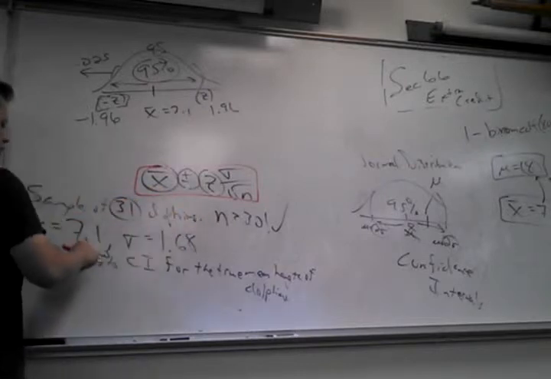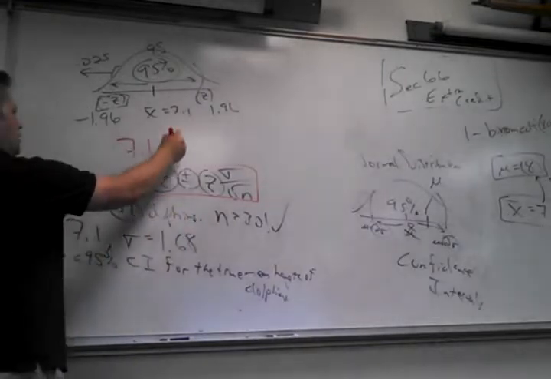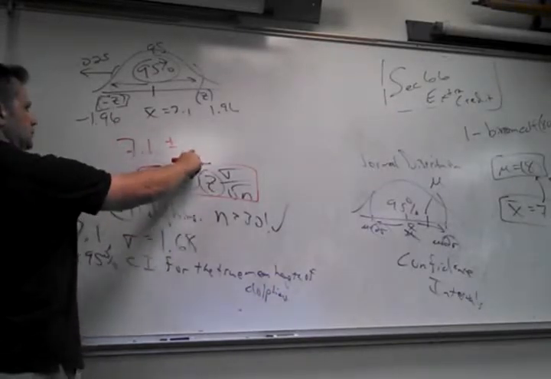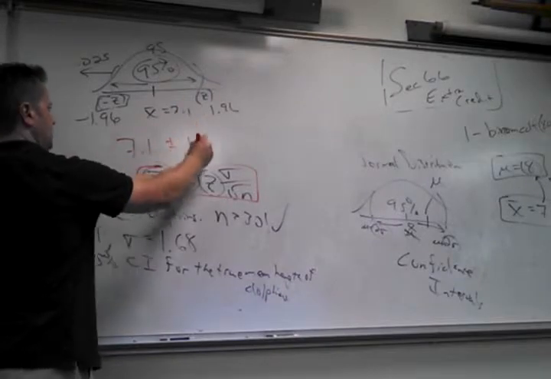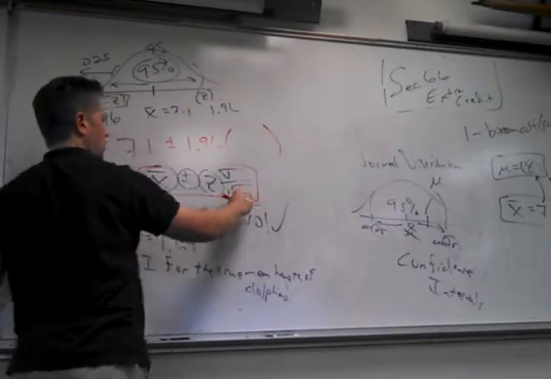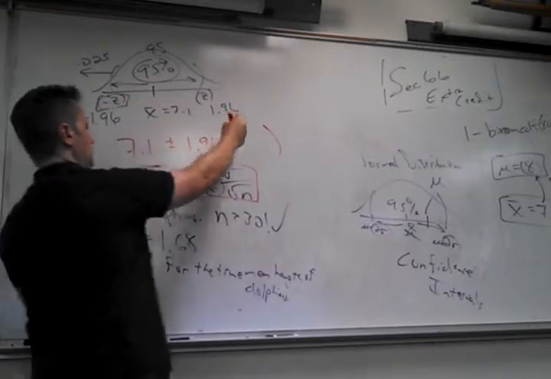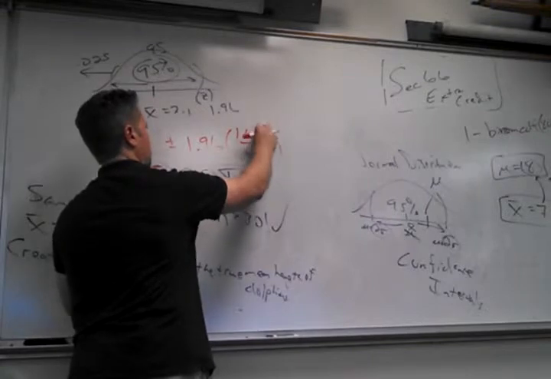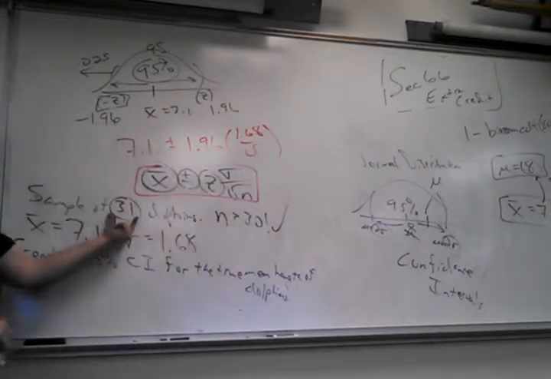7.1, right? 7.1, give or take how many? 1.96. 7.1, give or take 1.96 of the correct standard deviations. So that would be 1.68 divided by the square root of what? 31, because that's n. That's the sample size, right?